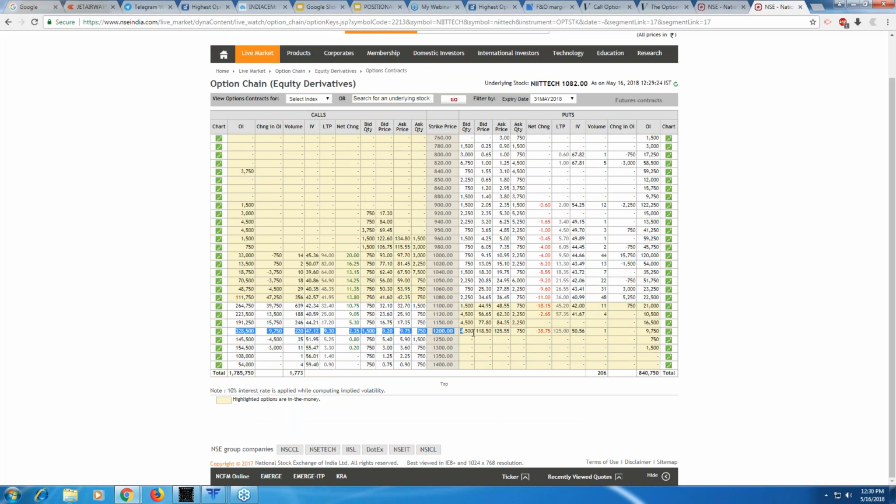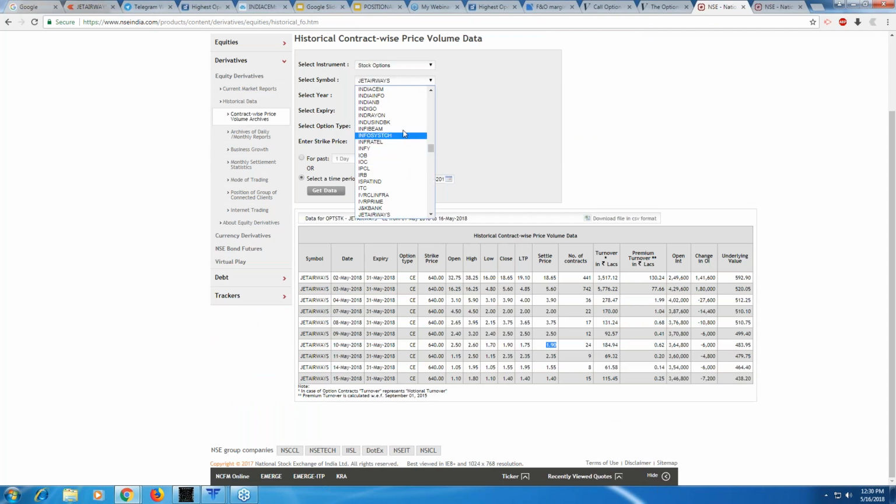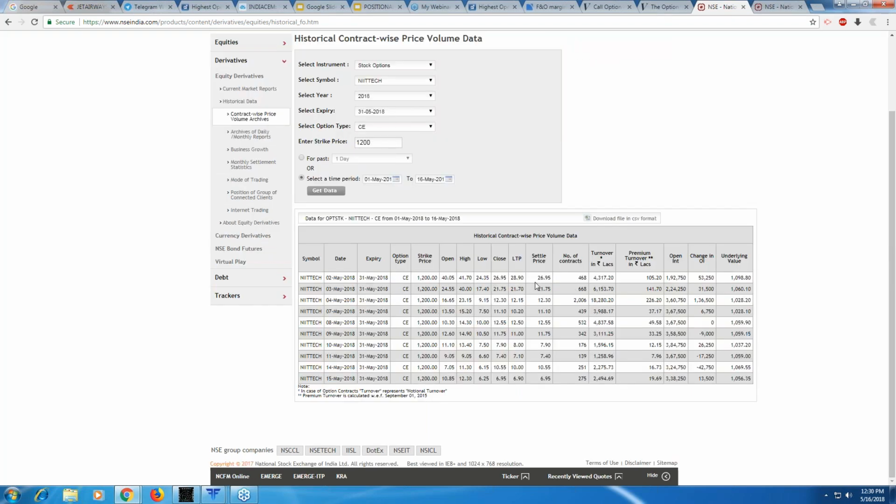You want to see how the money has changed for NIT Tech at 1200 rupees. They must have sold it in the beginning of the month. So I'm going to change this into NIT Tech, and I'm taking the call. This I'm making as 1200. Same period. So where must they have sold it? 26 rupees, right? Where does it stand today? 15 yesterday, 6 rupees 95 paisa. Right? 20 points they have gained.